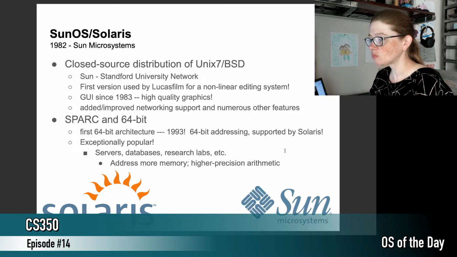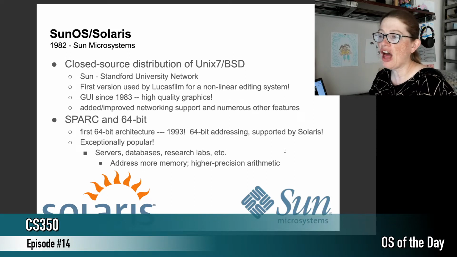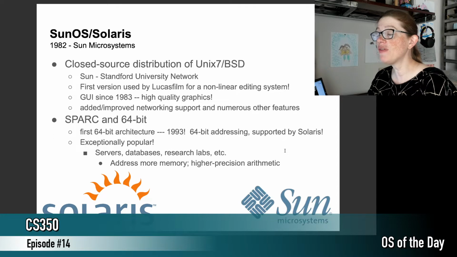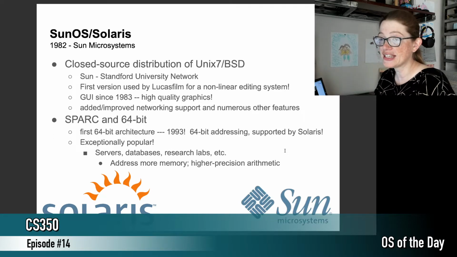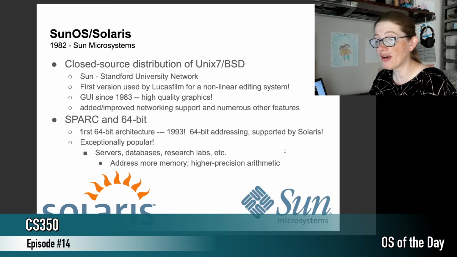Now, what is SunOS? SunOS, or Solaris as it is known more recently, is a closed source distribution of Unix version 7/BSD. This particular operating system is actually very, very popular. One of the first versions was made popular by Lucasfilm. They used it for a nonlinear editing system, because in about 1983, their desktop GUI was considered high-quality graphics.